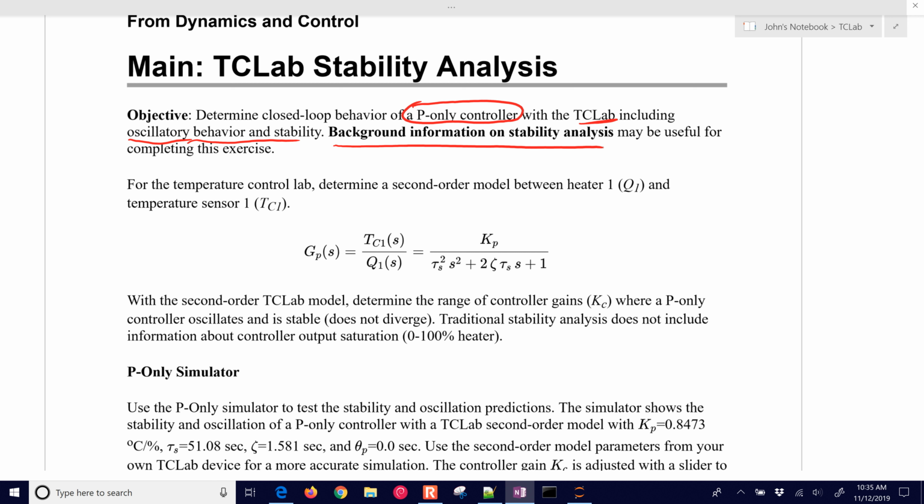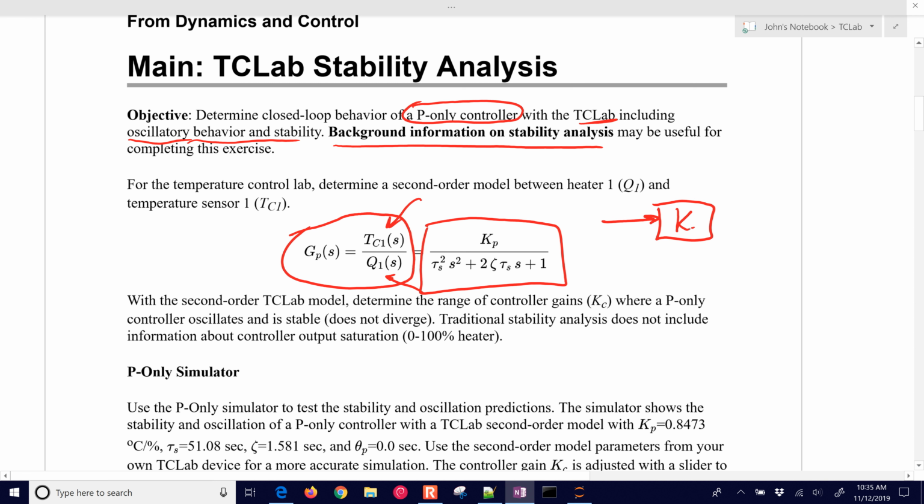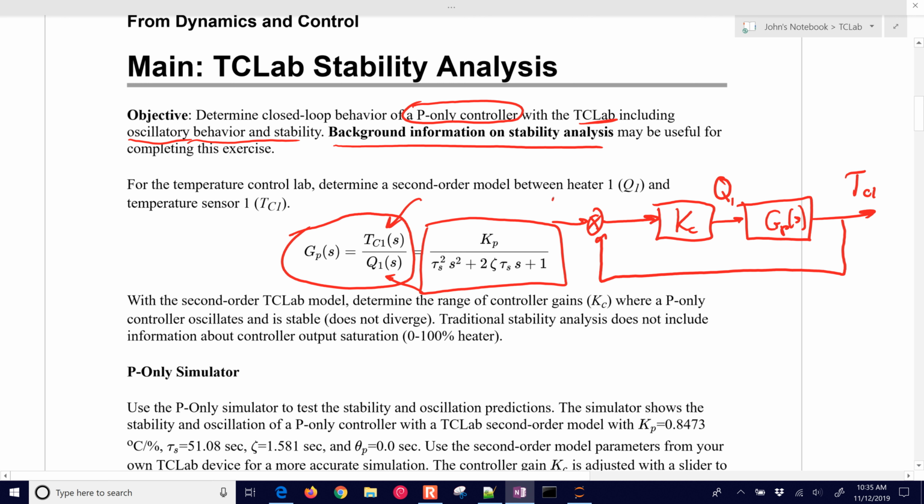So for the temperature control lab, we want to determine a second order model between the heater and the temperature. So that's our output, and then our input is the heater, and we want to model this as a second order system. And then we'll put that into a control loop with Kc, and then I'll call this our Gp. That's our process transfer function, and this will be our temperature right there, and we have this as our Q1 value. We'll feed this back, and we'll compare the two and have a temperature set point.